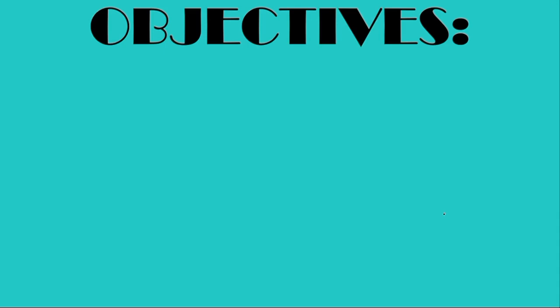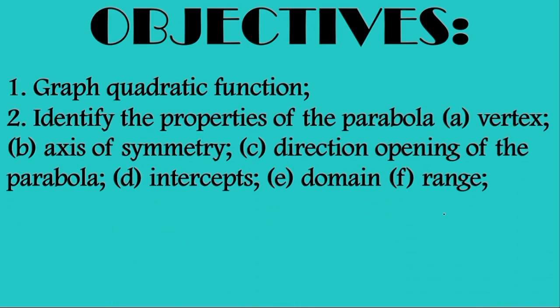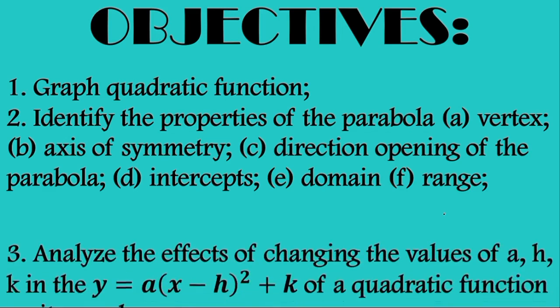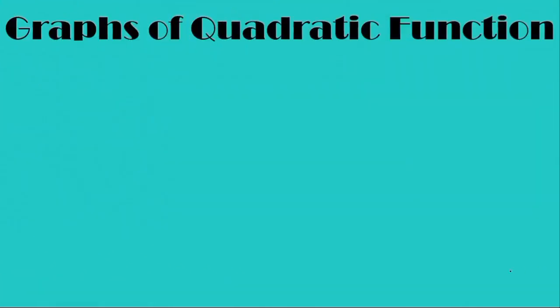This should be done at the end of the lesson. At the end of the lesson, all of you will be able to graph quadratic function, identify the properties of the parabola: the vertex, the axis of symmetry, direction of the opening of the parabola, intercepts, domain, and the range. Analyze the effects of changing the values of a, h, k in y equals a(x minus h) squared plus k of quadratic function on its graph. So we're now done with the objectives.